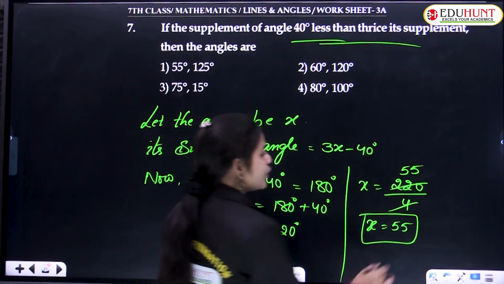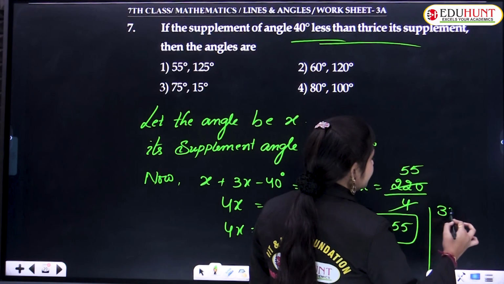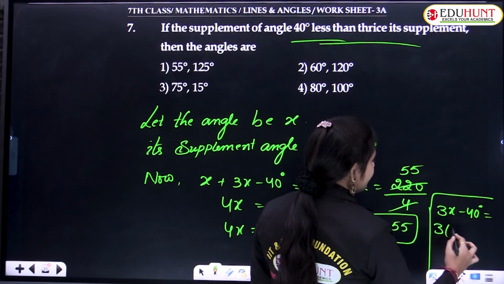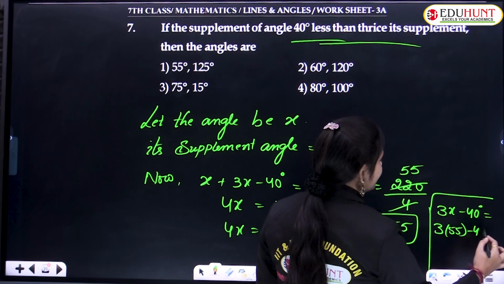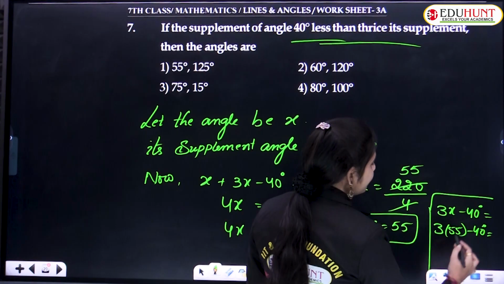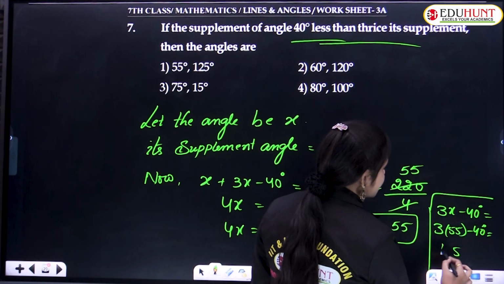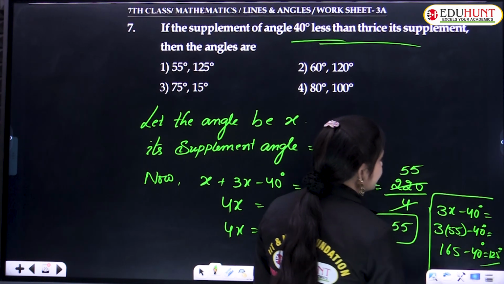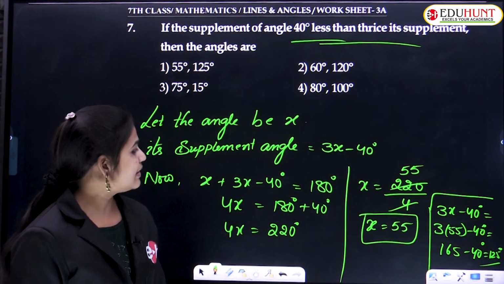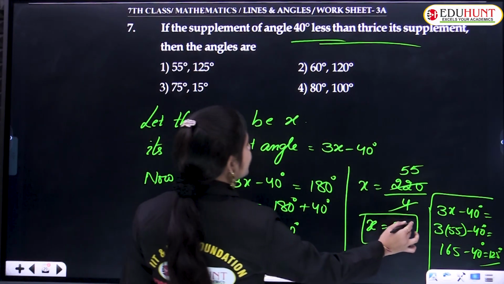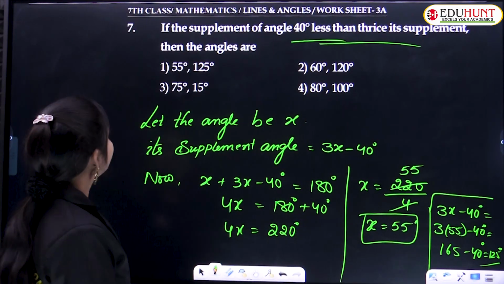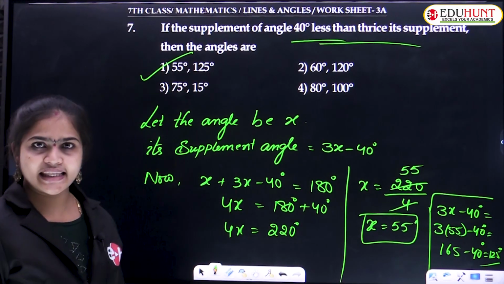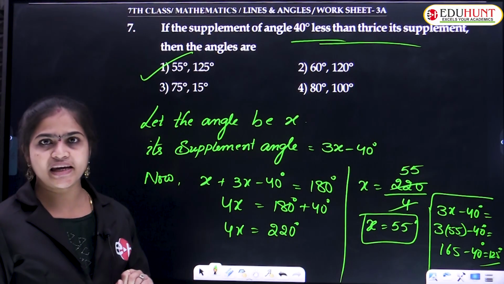Now 3x minus 40 is equal to how much? 3x minus 40 degrees is equal to 3 into 55 minus 40, which is 165 minus 40, which equals 125 degrees. Then the angles are 55 degrees and 125 degrees. Where do we have that option? Option 1 is satisfying here.